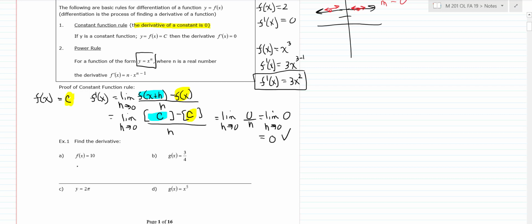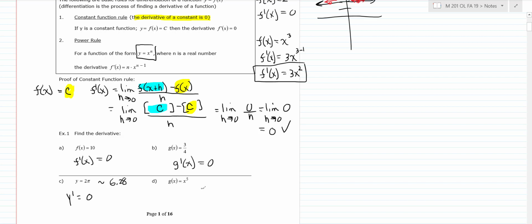F of x equals 10, that is a constant, therefore the derivative is zero. Problem done. G of x equals 3/4, that's a constant, therefore the derivative is zero. You don't have any variables. If you just have a number, that's a constant. The next one's the same way. 2 pi is a constant. If you double pi, you get approximately 6.28. That derivative is zero.